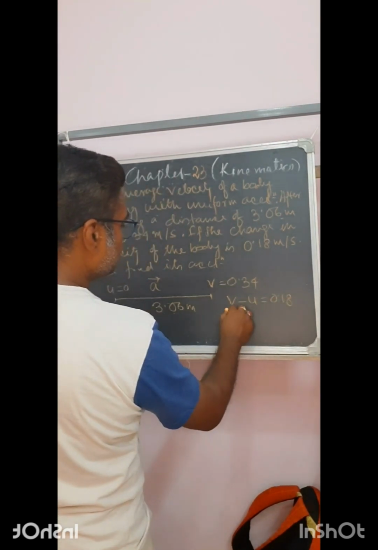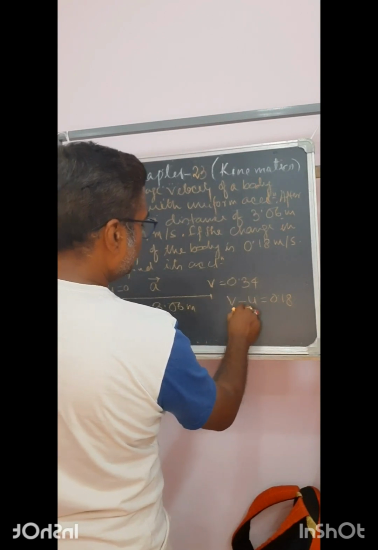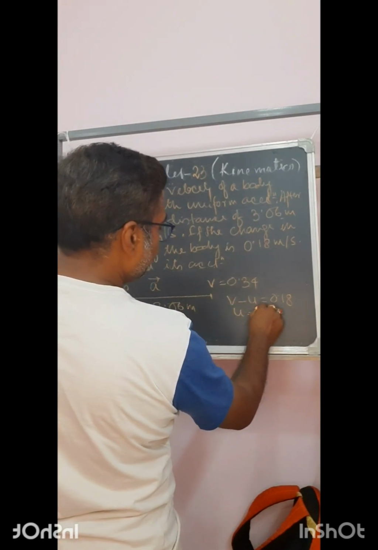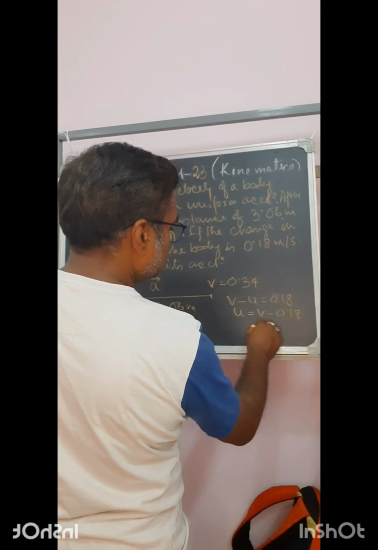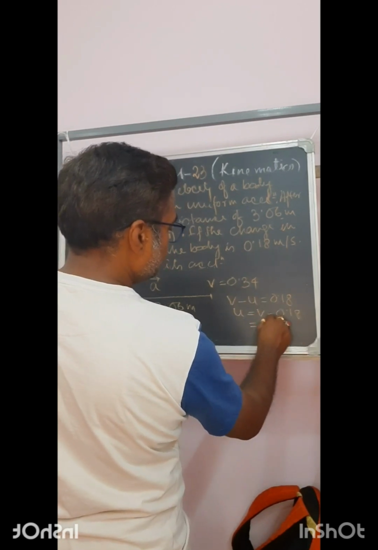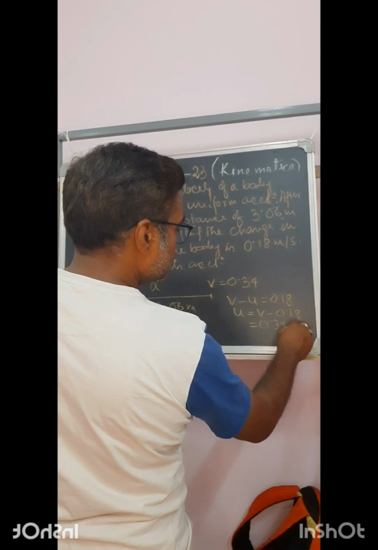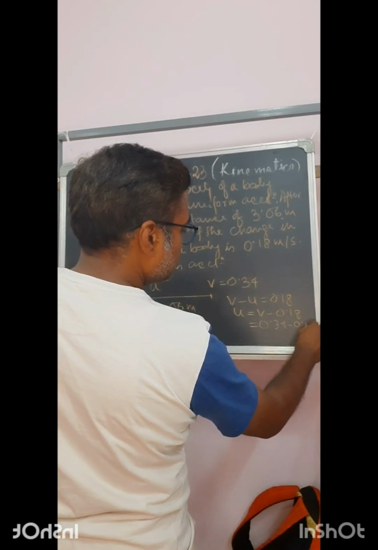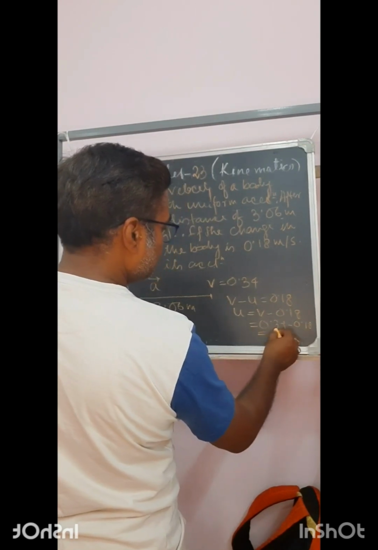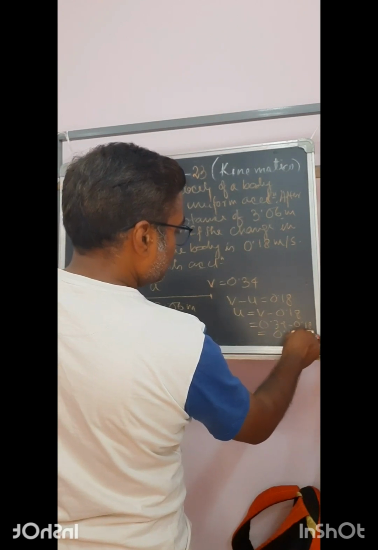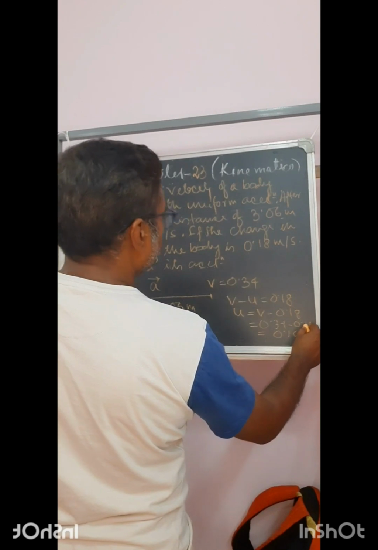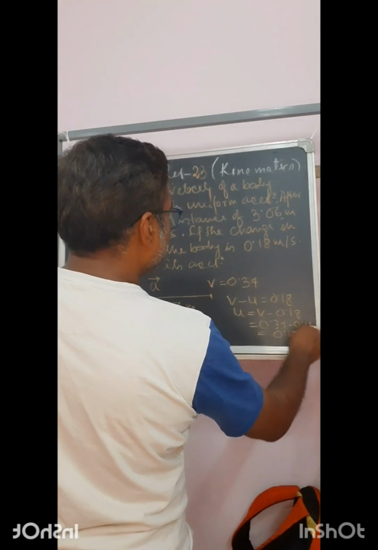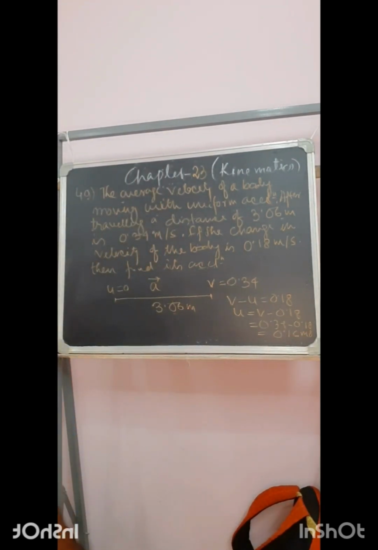So it is very easy to get the u. The u is equal to the final velocity minus change in velocity. So that means that is equal to 0.34 minus 0.18. So that is equal to 0.16 meter per second. Okay, so this is your initial velocity.